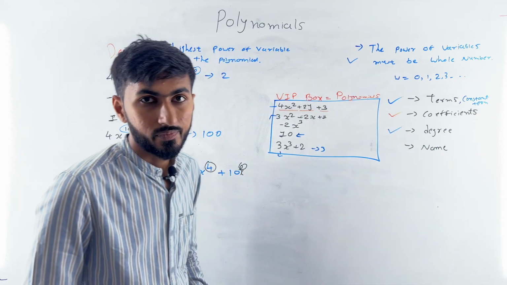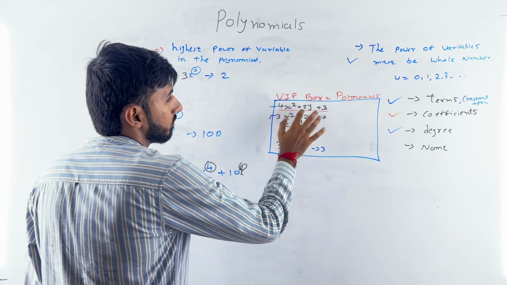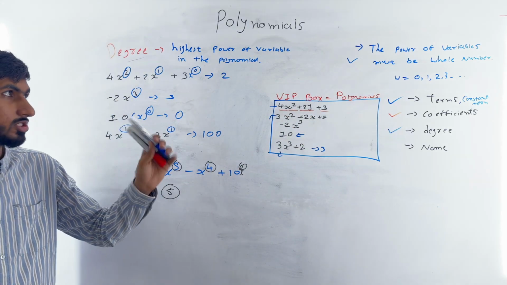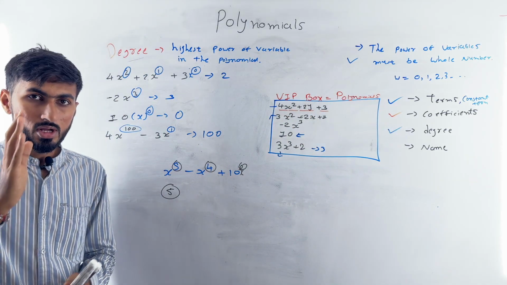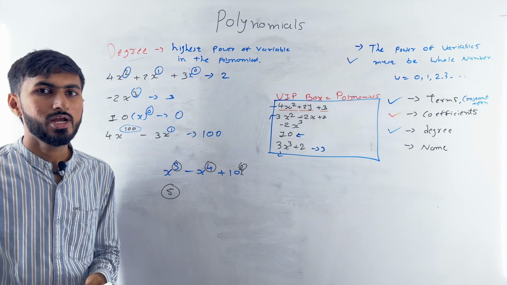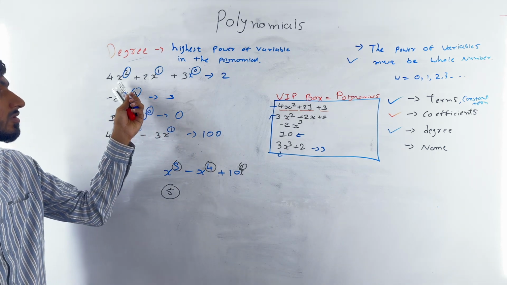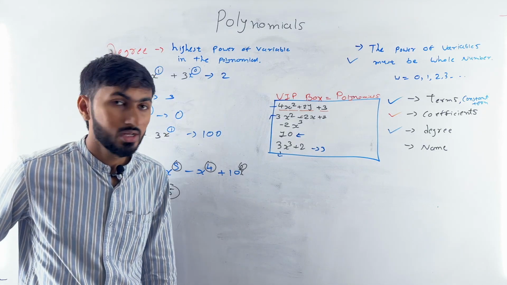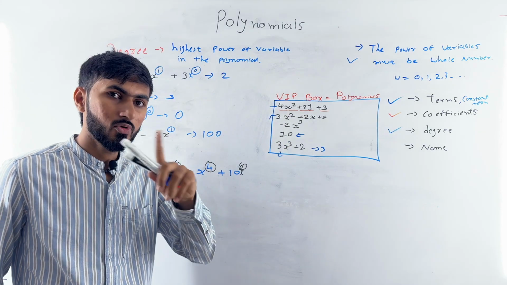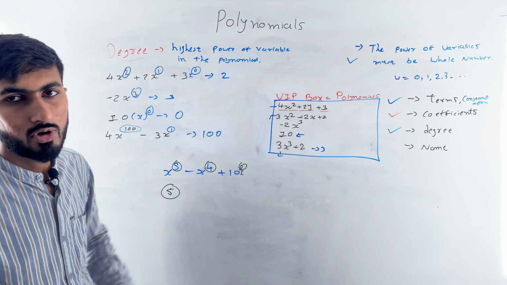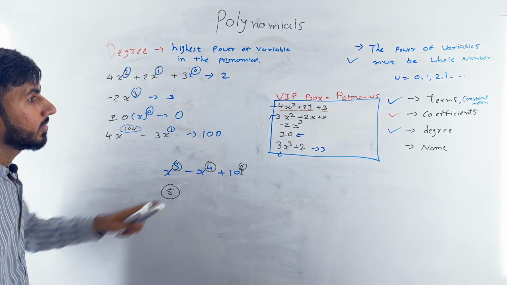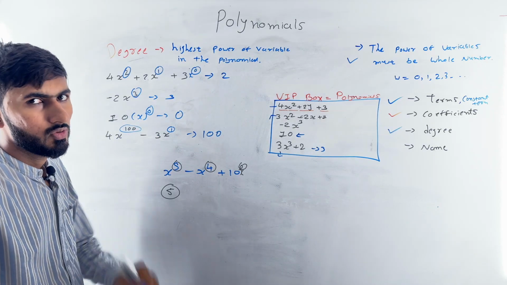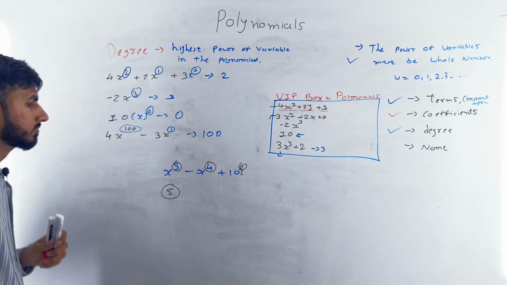Now it comes to name. See, here I have 4x square plus 2y plus 3, x and y, two variables, right? But for the exercise 2.1, we will only focus on polynomials with one variable. So polynomial with one variable means all the variables in a polynomial will be the same. No two variables or three variables, only one variable. Yes, this is a polynomial, there is nothing wrong in saying that, but in this chapter we are going to study only polynomials with one variable, right?